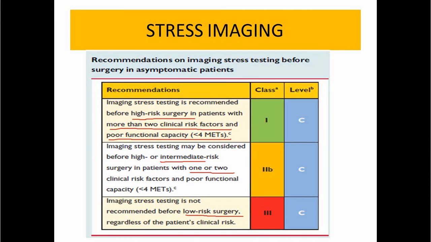And stress imaging, as I told you, is done for patients with high risk surgery with poor functional capacity who have 3 or more clinical risk factors. It is a class 1 recommendation. If the patient will undergo intermediate risk surgery, it is class 2B, and routine use of stress imaging modalities in patients undergoing low risk surgery is not recommended at all. Okay.